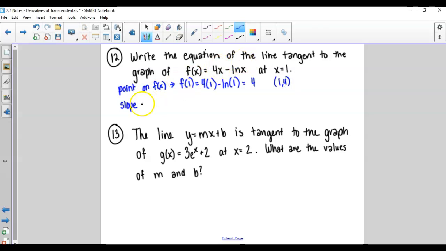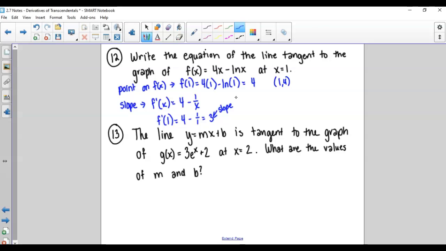For our slope, we need the derivative of f of x because the slope is given by the derivative of the function. So f prime of x would be, in this case, the derivative of 4x is 4. And the derivative of natural log of x is 1 over x. So if we plug in 1, like we're asked to here, f prime of 1 is 4 minus 1 over 1, which is just going to give us 3. So this 3 right here is our slope.